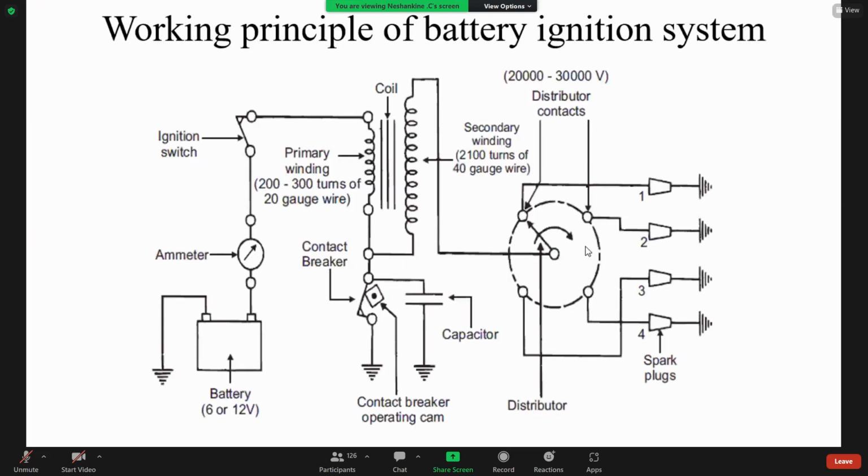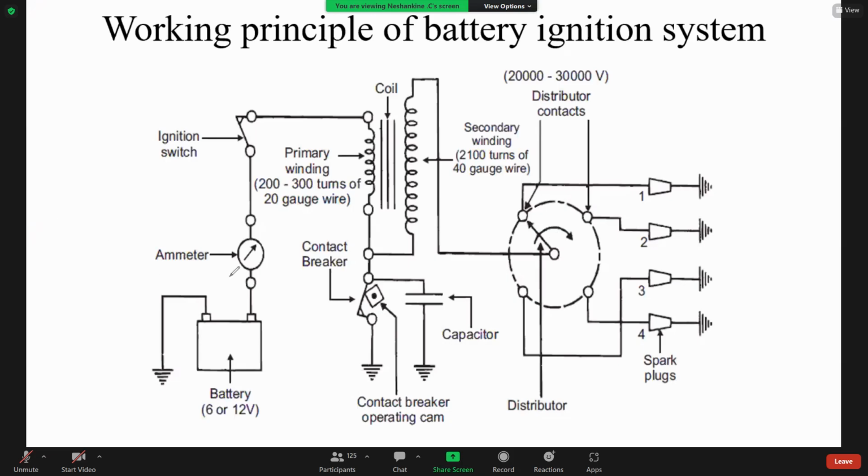Okay, then we will move to the working principle of the battery ignition system. This one is very important for you. I will explain. Okay, this one is the battery, this one the ignition switch, this one the primary winding coil, this one the secondary winding, this one the contact breaker, this one the capacitor, then this one the distributor, and this one the spark plugs.